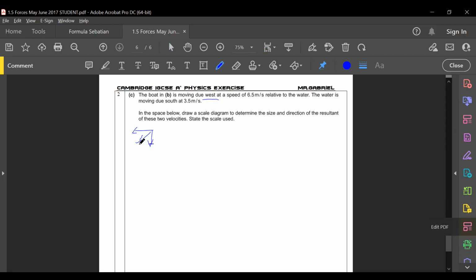But let's say if I draw something on the side here, I know that if 1 cm is supposed to represent 0.5 meters per second, then this thing here will be how much? 13 cm. This will be 13 cm, and then this one will be 7 cm, right? Then after that, it's just a matter of connecting this part to this part here.